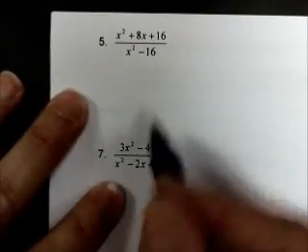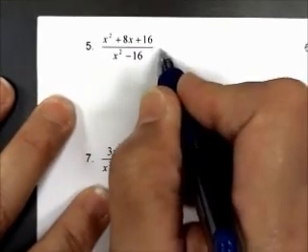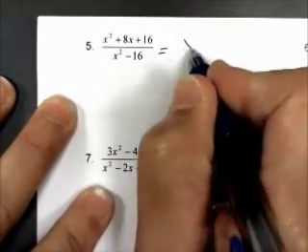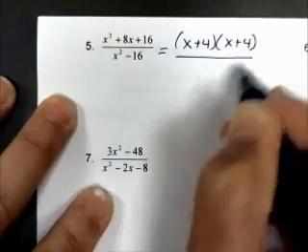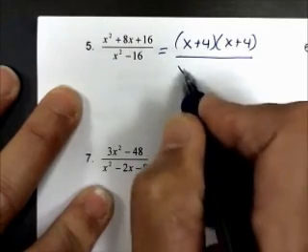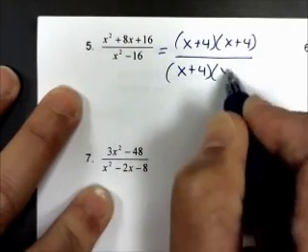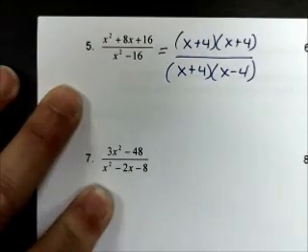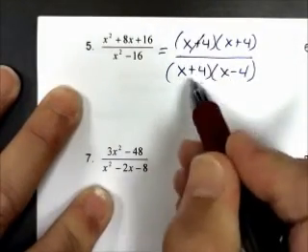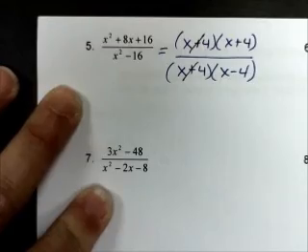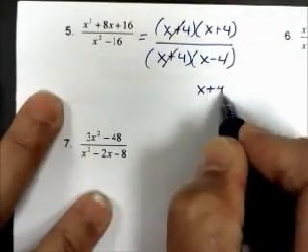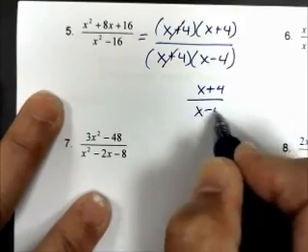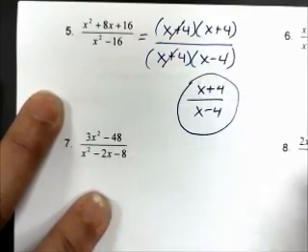Page 2, number 5. Numerator, the trinomial: factors of 16 that add to 8 are 4 and 4. So x plus 4 times x plus 4. The denominator is the difference of two perfect squares, x plus 4 times x minus 4. And by all means, you're always welcome to stop the video and try the factoring on your own. So our end result is x plus 4 divided by x minus 4.